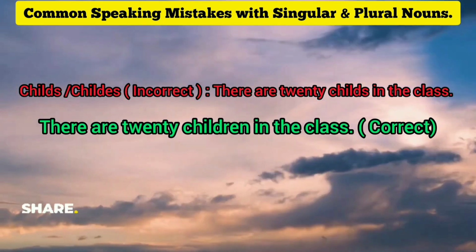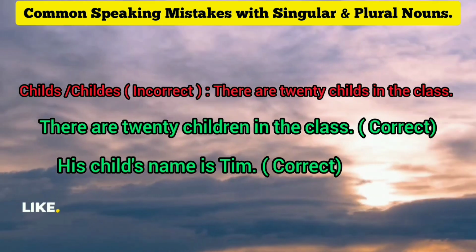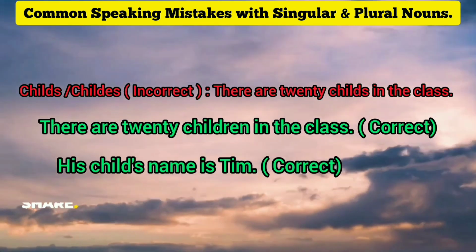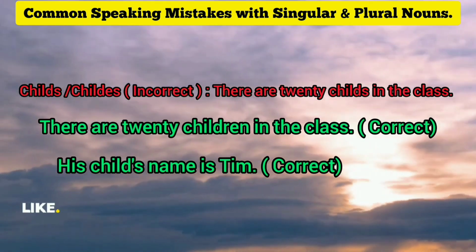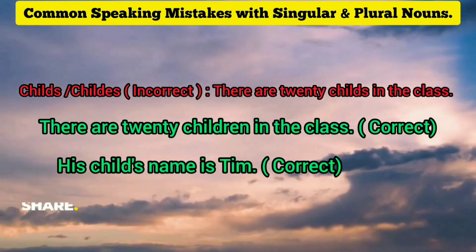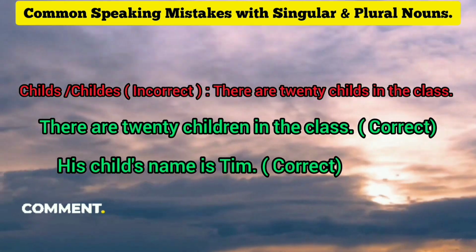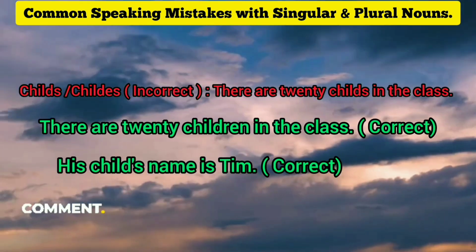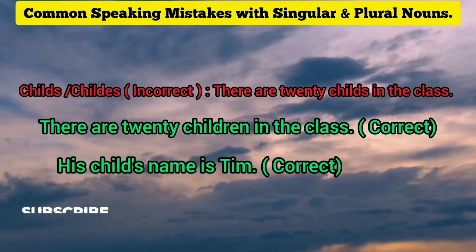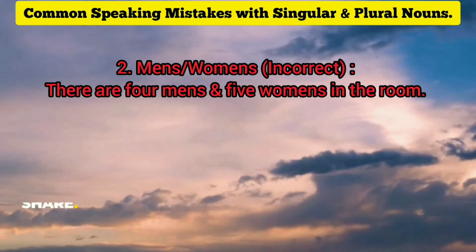As you see the next example on your screen, his child's name is Tim. So we can add an apostrophe s after child, but we cannot add a normal s and say childs, because child is singular and it's an irregular plural noun and the plural form is children. So if you want to say plural, then you have to say there are 20 children, and it's singular, there is a child. So this is a very common mistake. I hope it's clear. So up next we will go to the next one, that is men's and women's.